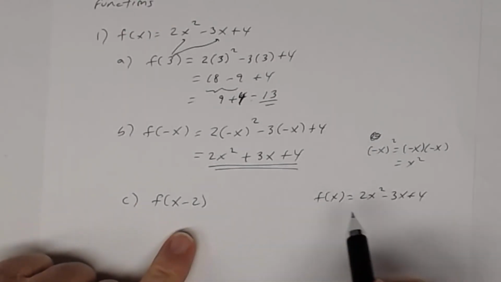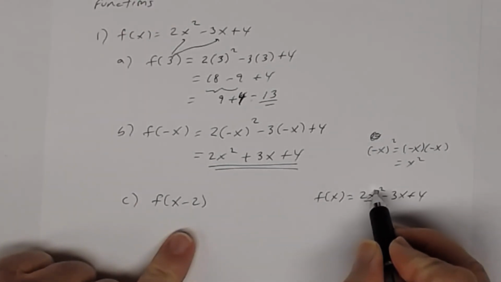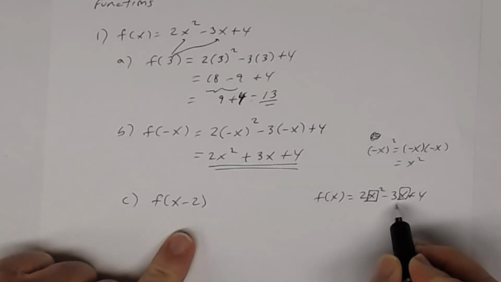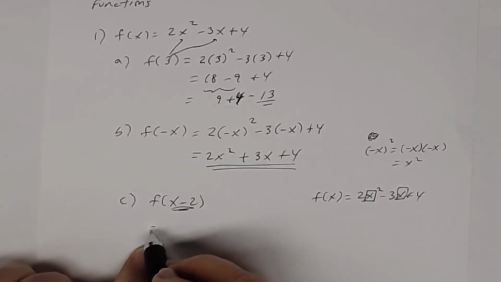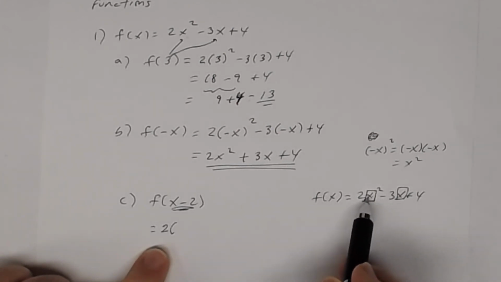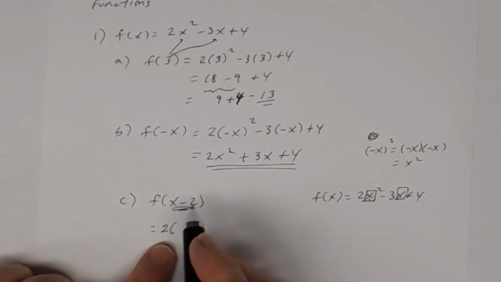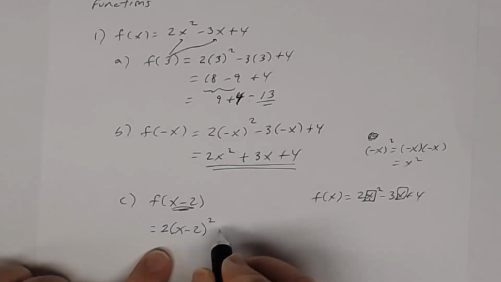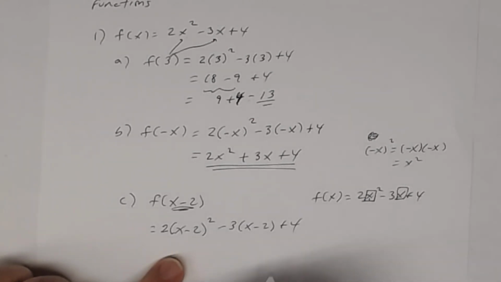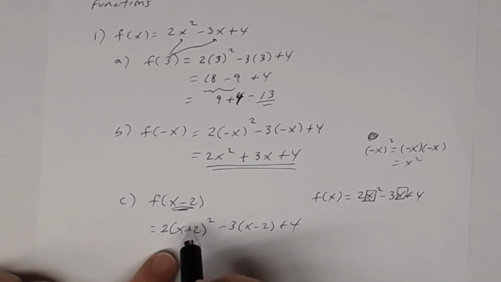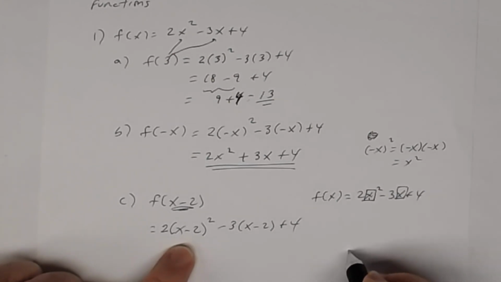Okay, so just as before, wherever you see the variable x, you're going to substitute that expression. So this becomes 2 times, in place of that variable x, you're going to substitute x minus 2. But don't forget, you're squaring it. Minus 3 times x minus 2, and then plus 4. All right, now you got to do some work here. So you're squaring a binomial, so you got to remember what that means. So x minus 2 squared means x minus 2 times itself.